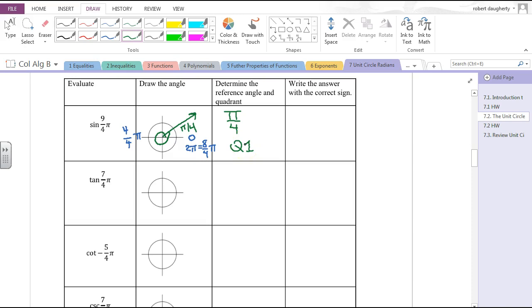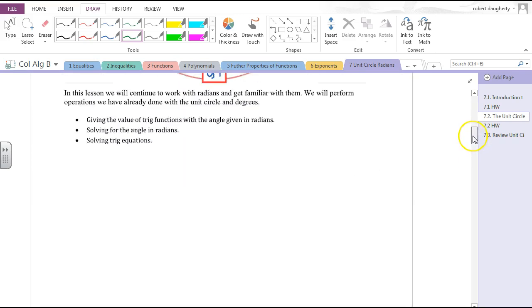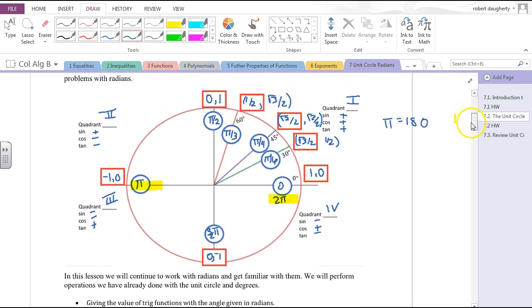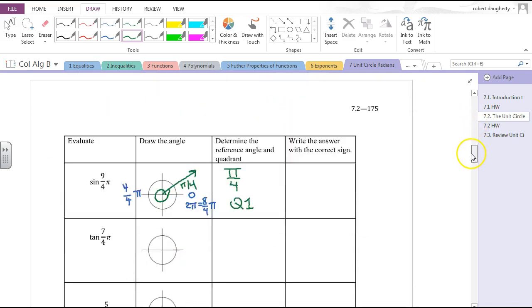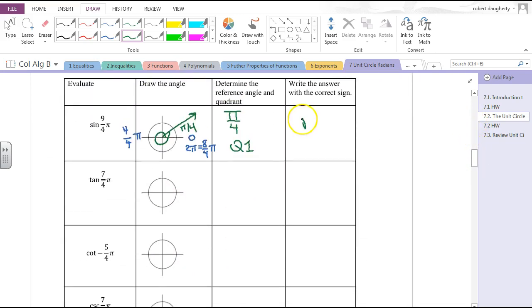They're asking me for the sine function. Go back to the unit circle. At pi over 4, sine is your y value. At pi over 4, the y value is square root of 2 over 2. So this answer is square root of 2 over 2. Since I'm in the first quadrant, every trig value is positive. So that's a positive square root of 2 over 2.